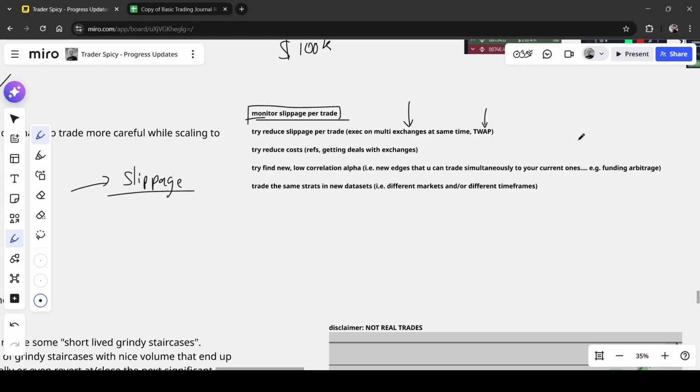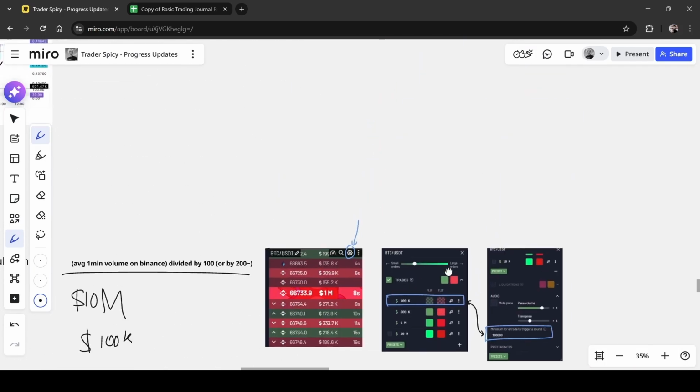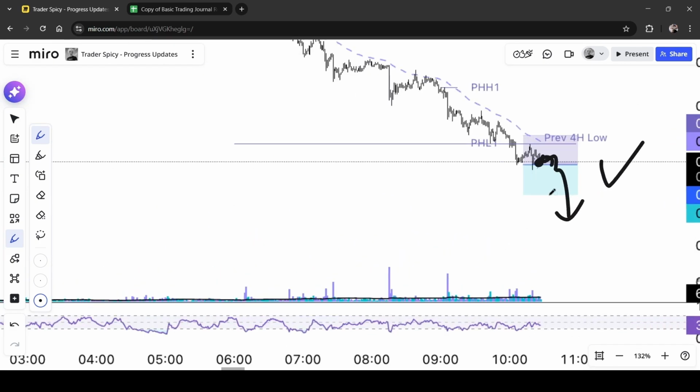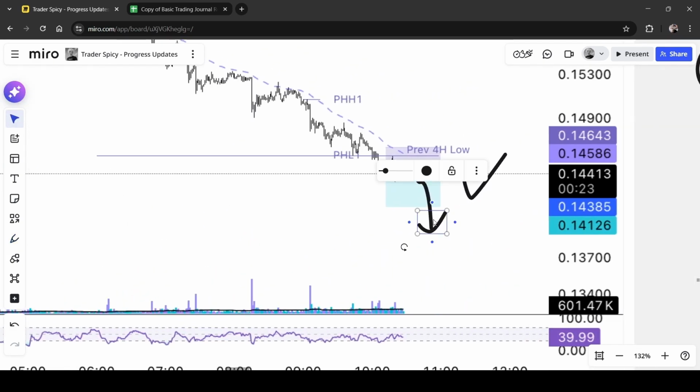The second thing is TWAP. This stands for time weighted average price. Let's go into this example. Let's say that we wanted to execute this trade with 100K size, and we wanted to enter with 100K. We don't have to click a single time with 100K as soon as our entry condition is met.